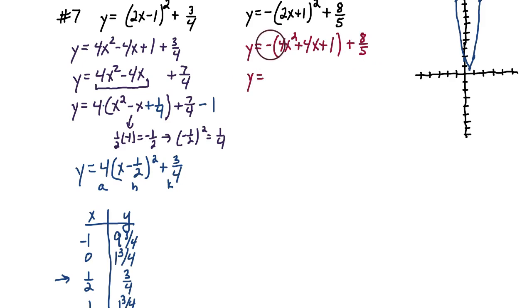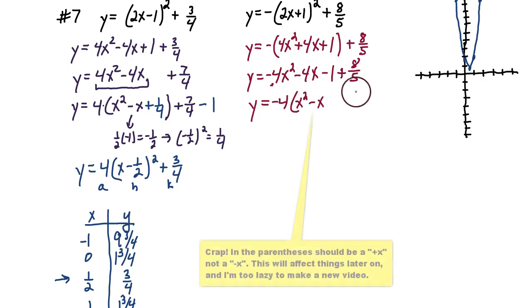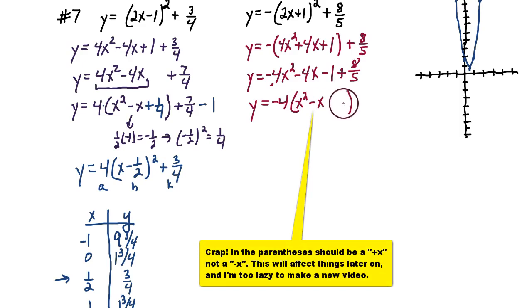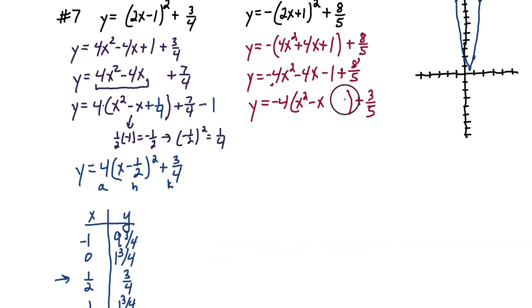Next step, distribute this negative sign. We have negative 4x squared minus 4x minus 1 plus 8/5. Next step, factor out a -4. We have x squared minus x. Leave some space before writing the parenthesis, and combine the -1 and the plus 8/5. That makes plus 3/5. Then figure out what to fill in those parentheses.